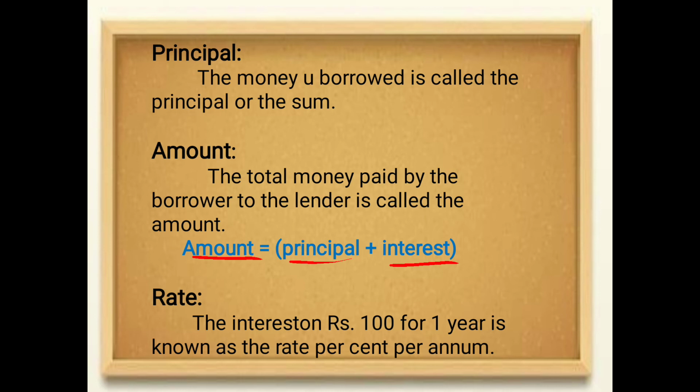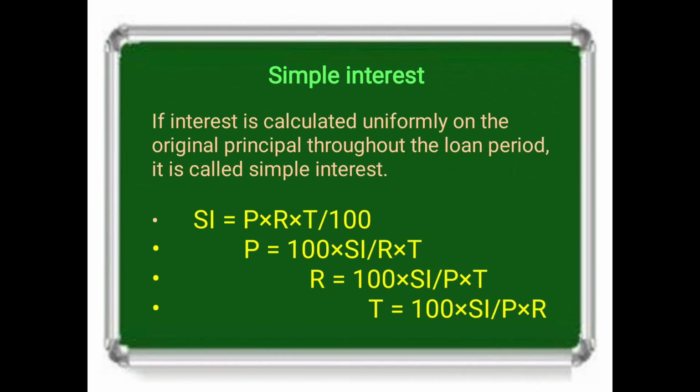Okay children. And rate, we know that is the rate of interest. The interest on rupees 100 for 1 year is known as the rate of interest per annum. And the next thing, simple interest. If interest is calculated uniformly on the original principal throughout the loan period, it is called simple interest.